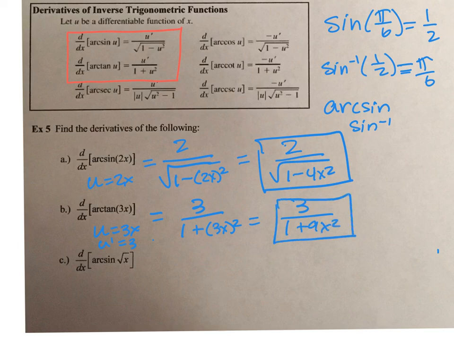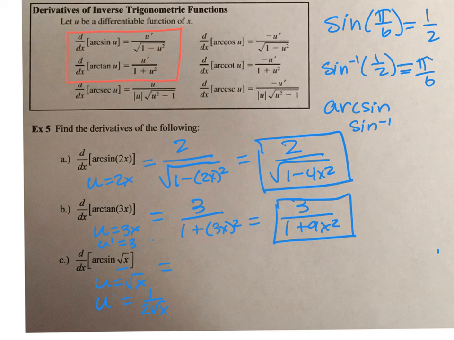All right, so now let's take a look at the last one, the derivative of arcsine of the square root of x. Well, if u is equal to the square root of x, then u prime, remember the derivative of the square root of x is 1 over 2 times the square root of x. So now let's find the derivative of arcsine of square root of x. So using our formula, it's just u prime over the square root of 1 minus u squared.